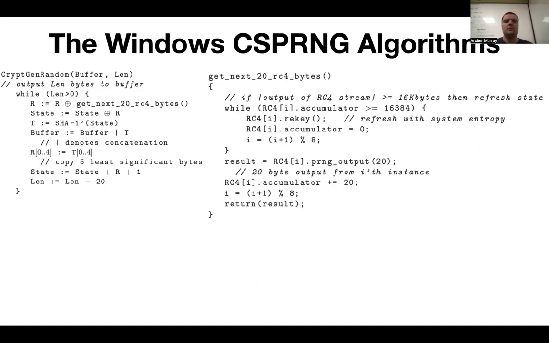Here we can see the algorithms used by the Windows CSPRNG, called CryptGenRandom. It maintains variables called R and state. And there's a variation of SHA-1 that's used. And we can also see how RC4 is used to generate 20 bytes at a time, and it's only refreshed after every 16 kilobytes of output.